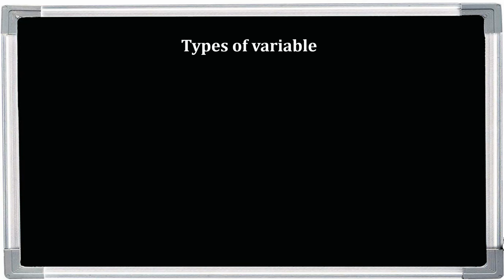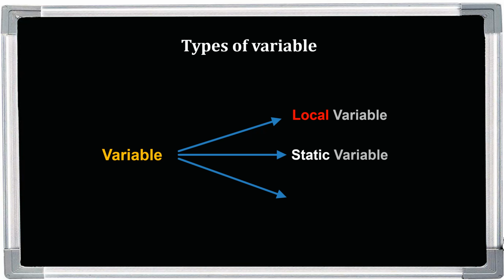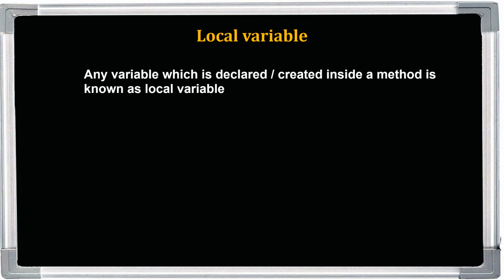Types of variable. Variables can be classified into three types, namely number 1, local variable, number 2, static variable, number 3, instance variable. Let's start with local variable. Any variable which is declared, or say created, inside a method is what we call a local variable.